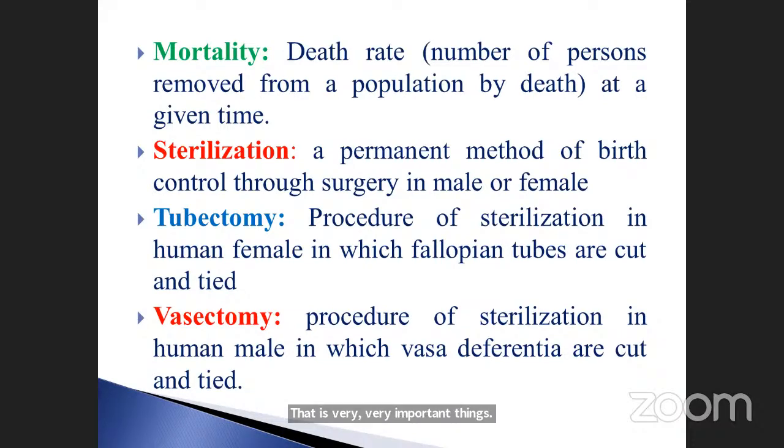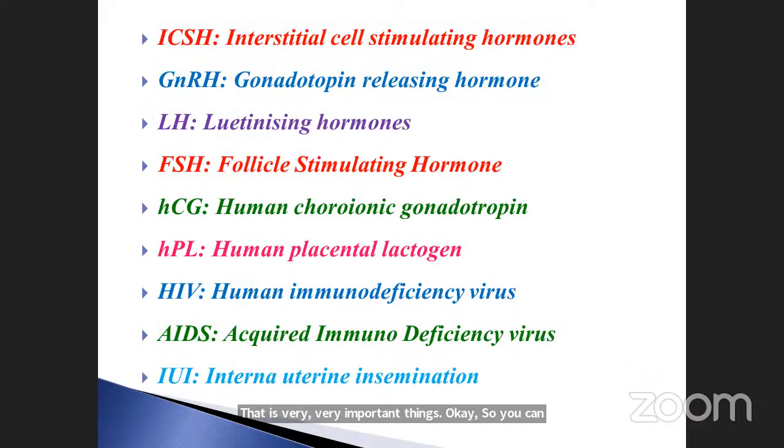Okay, so we'll see next class. And another thing is very, very important. Don't forget it, all of you note it down. ICSH, interstitial cell stimulating hormone. Many times they asked this question in mnemonics aspects. Don't forget it. And GnRH, Gn denotes gonadotrophin releasing hormone. Most are hormone components like that.